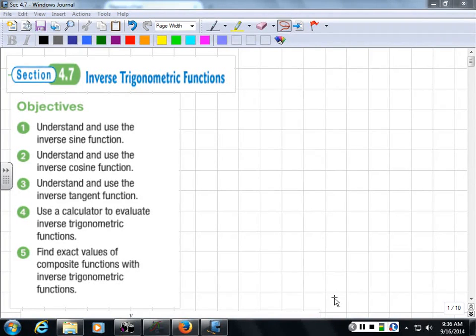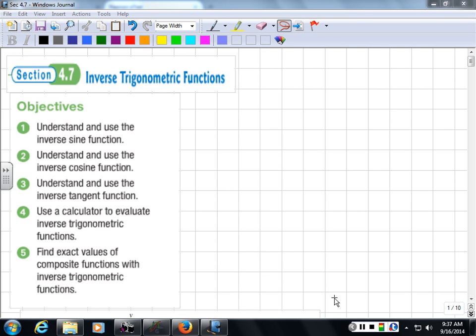And we are going to discuss inverse trigonometric functions. We've been talking about straight-on trig functions. Now we're going to talk about their inverses. We want to understand and use the inverse sine function, the inverse cosine function, and the inverse tangent function. We're going to use a calculator to evaluate them, and we're going to find exact values of inverse trigonometric functions.